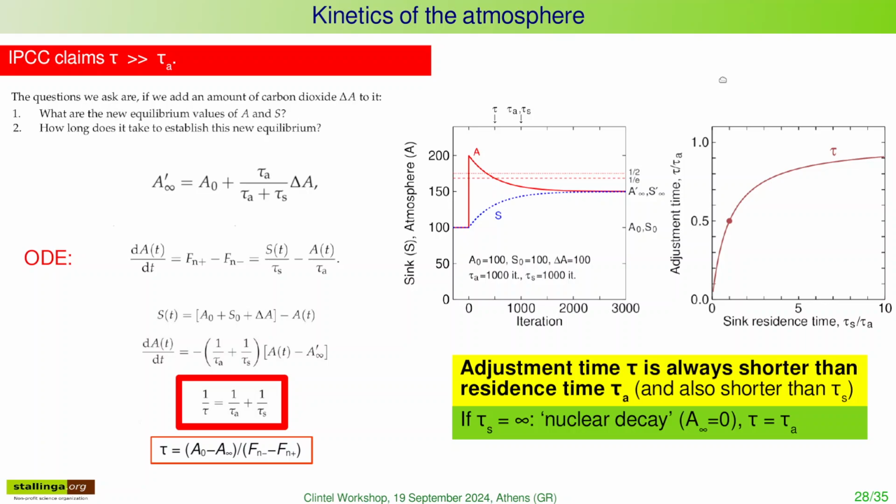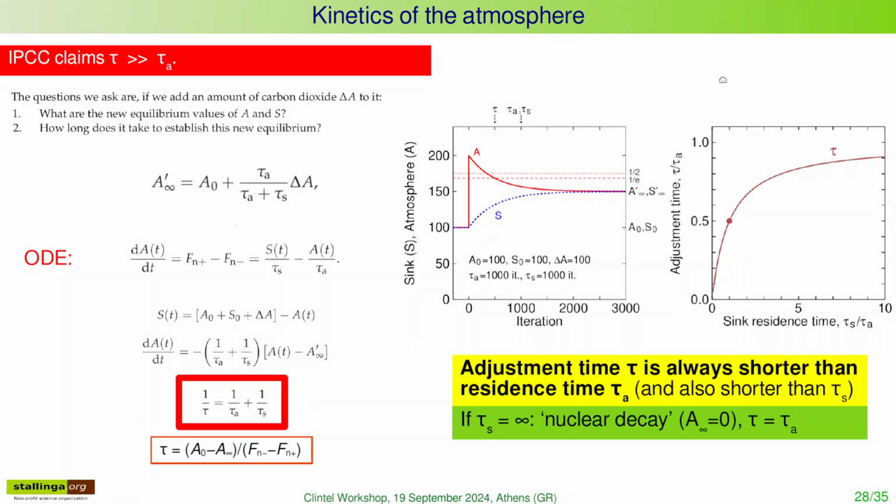And as you can see, this is like two parallel electric resistances. Two parallel electric resistances never get bigger than each individual resistance. The same for the adjustment time. It is never bigger than any of the two residence times. So that means that if the residence time of molecules of carbon dioxide in the atmosphere is 4 years, then the best you can get is that the adjustment time is 4 years.